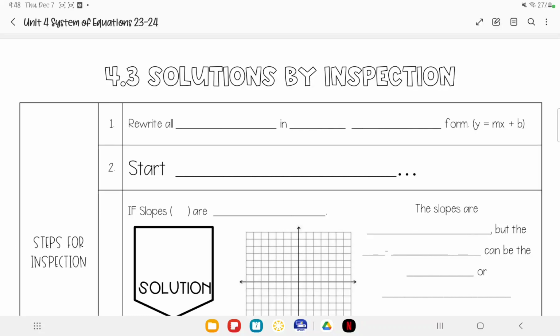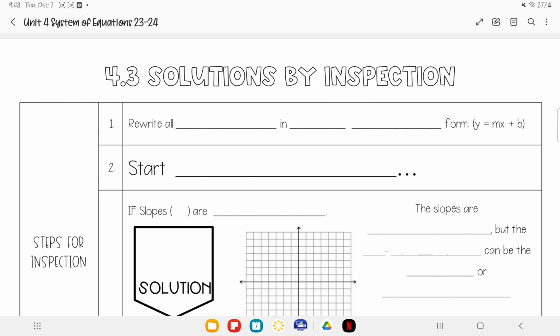Today we're going to work with solutions by inspection. It should look familiar to you because we've done it before when we did solving linear equations. So these will still be linear, but we want them in the form of y equals mx plus b. And then we're going to compare or inspect.